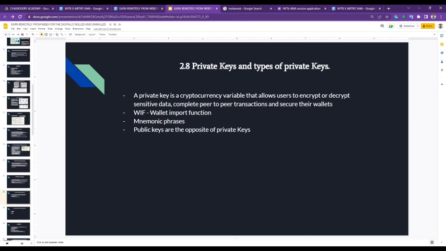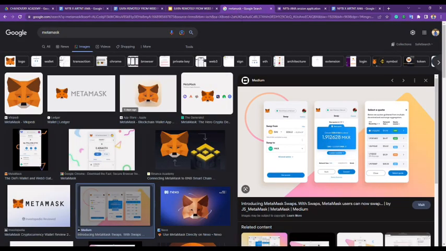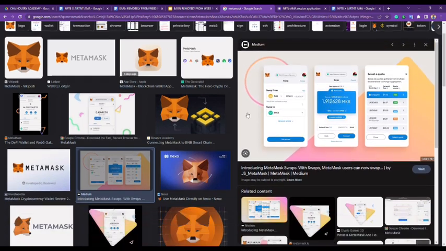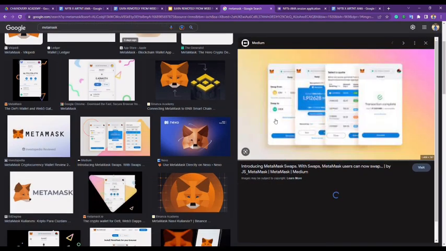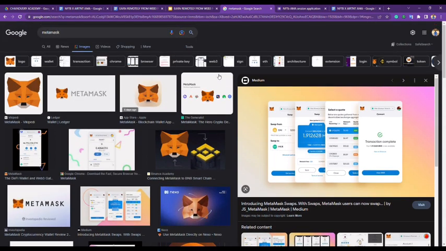So there are different types of private keys, which I found out: we have the wallet import function, or the mnemonic phrase. Wallet import functions, I'll show you how it looks like on the web, and mnemonic phrases, how it looks like. When you open a wallet on MetaMask, Trust Wallet, all these blockchain services, even hardware wallets, you need mnemonic phrases. Let me show you a typical example of what that looks like here.